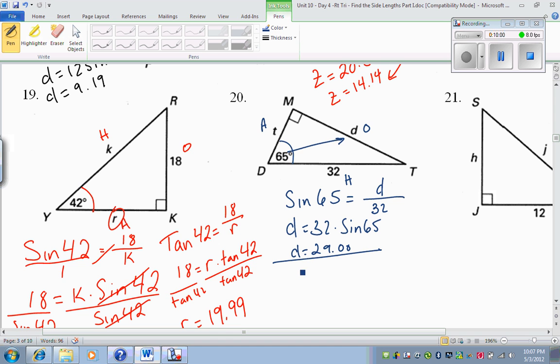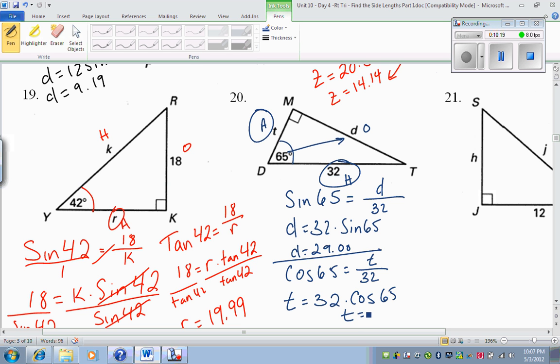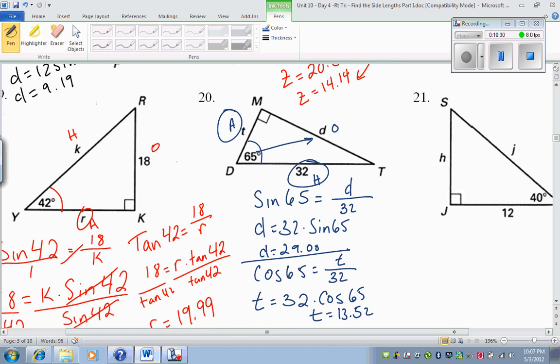Now I'm going to do cosine because cosine is adjacent and hypotenuse. So cosine of 65 degrees is equal to adjacent, which is t, over hypotenuse, which is 32. So t is equal to 32 times cosine 65. 13.52. All right, that's that problem.